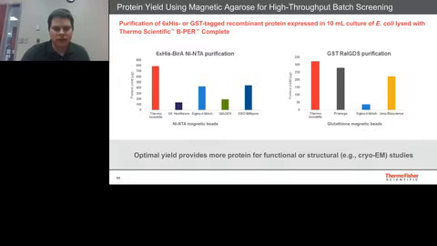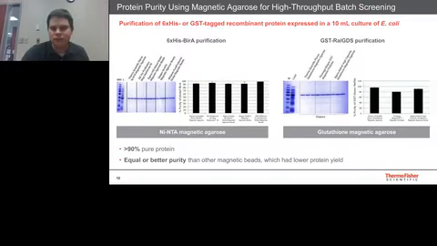Additionally, the yields obtained at this scale with Pierce magnetic agarose beads could enable studies requiring higher amounts of protein, such as functional activity measurements and even some structural analysis.